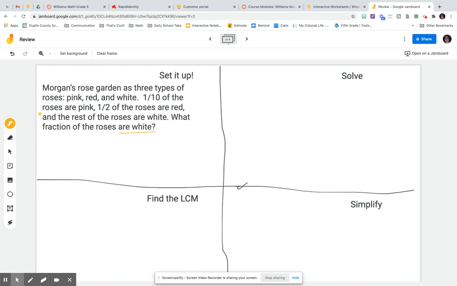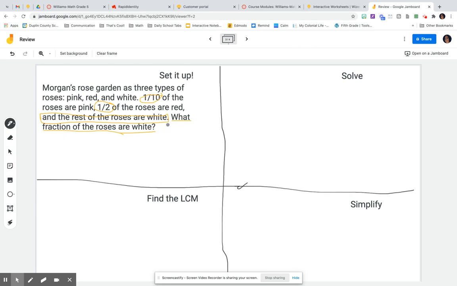Okay, so we are missing a piece of information. It says, and the rest of the roses are white. So it's not given to us, yet the problem asks, what fraction are white? So that means we're going to have to solve a little bit first. We're going to have to make sense of how many combined pink and red roses there are to find the difference for how many white roses. So let's start there. The first thing I need to do is set up my fraction.